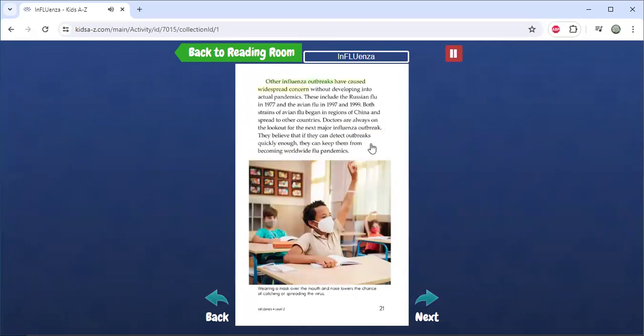Other influenza outbreaks have caused widespread concern without developing into actual pandemics. These include the Russian flu in 1977 and the avian flu in 1997 and 1999. Both strains of avian flu began in regions of China and spread to other countries. Doctors are always on the lookout for the next major influenza outbreak. They believe that if they can detect outbreaks quickly enough, they can keep them from becoming worldwide flu pandemics.